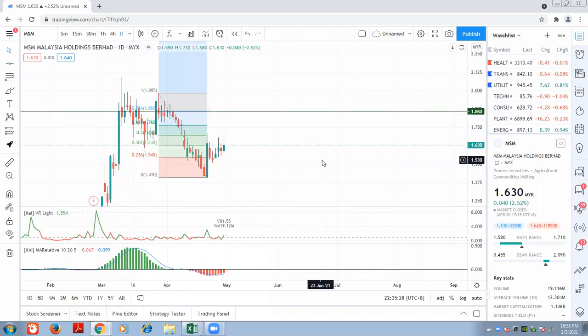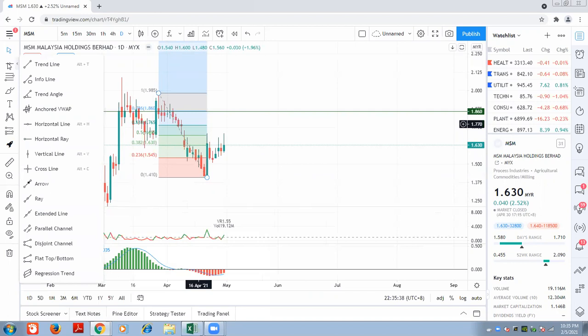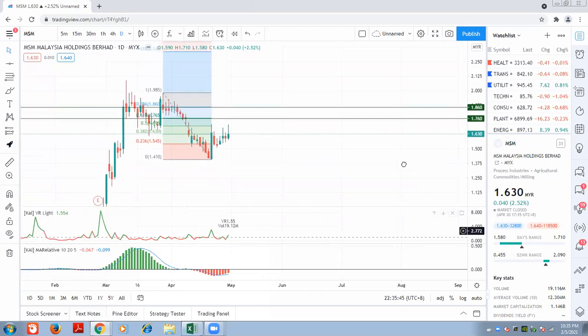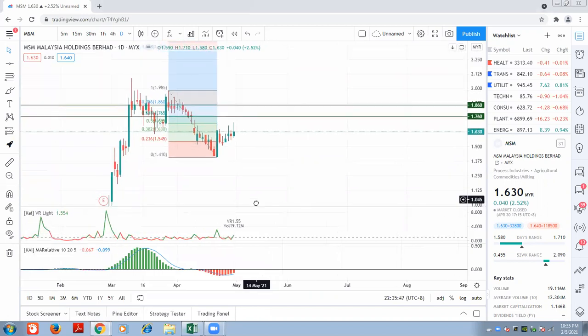Max TP 1.860. Max TP. Okay. Whether it's swing or intraday, it has the same max TP. Next TP is 1.760.